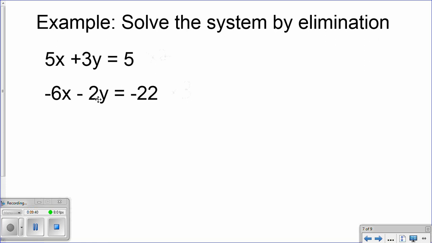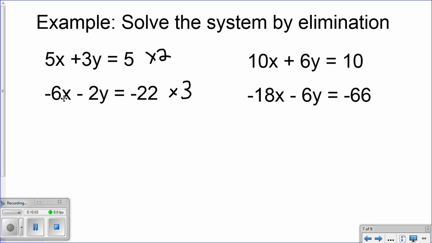So I'm actually going to eliminate the y. So I'm going to multiply the top equation by 2, because I want to make this into a positive 6. And I'm going to multiply the second one by 3 to make this into a negative 6. That way they'd be opposite coefficients. So everything gets multiplied. 5x times 2 gives me 10x. 3y times 2 gives me 6y, and 5 times 2 gives me 10. And do the same thing on the bottom, so I get negative 18x minus 6y equals negative 66.